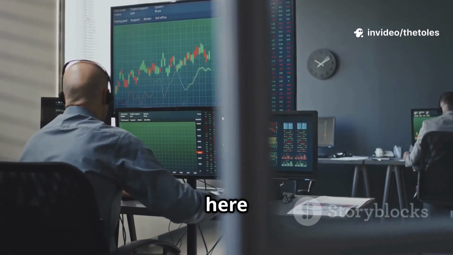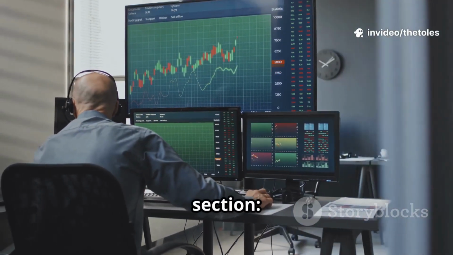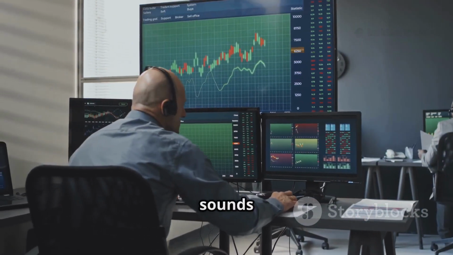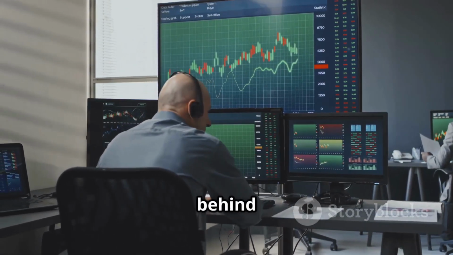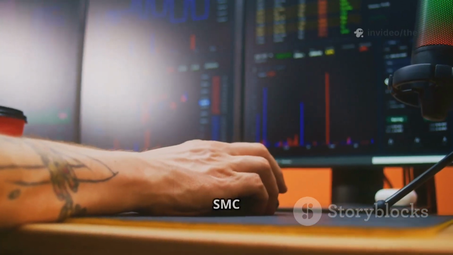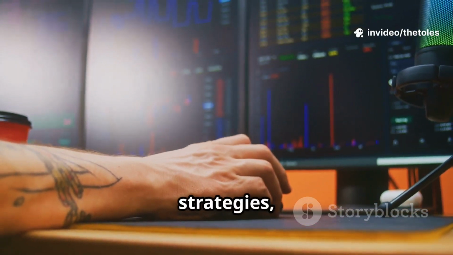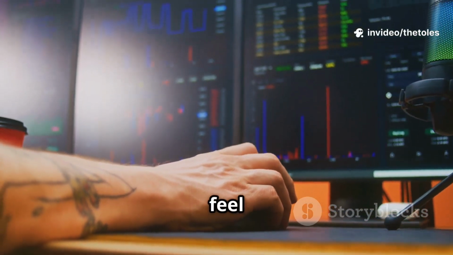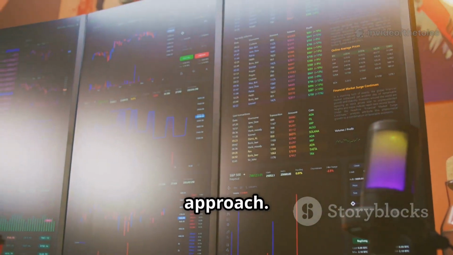Before we dive in, here are the main subtopics we'll cover in this section. What SMC is and why it sounds so appealing. The core ideas behind SMC like order blocks, fair value gaps and liquidity. How SMC compares to traditional trading strategies. And why so many traders feel like they've finally found an edge with this approach.